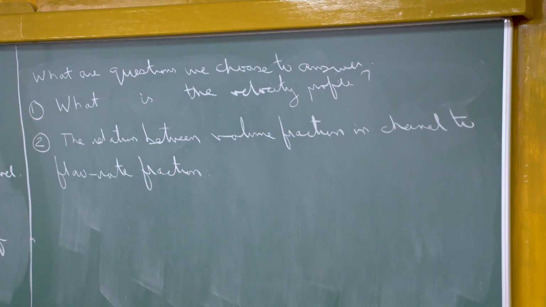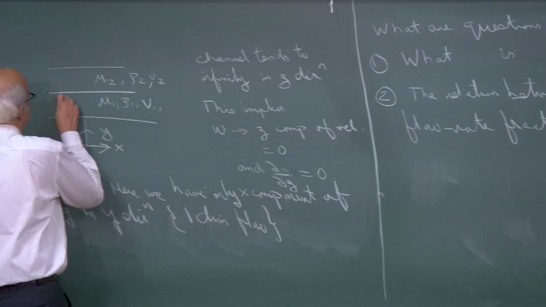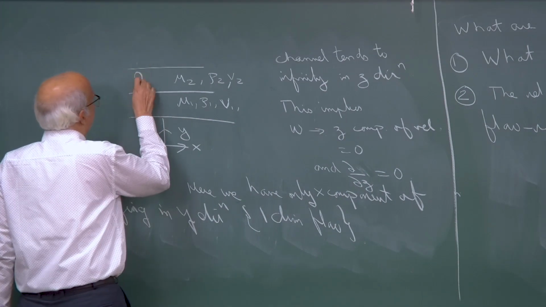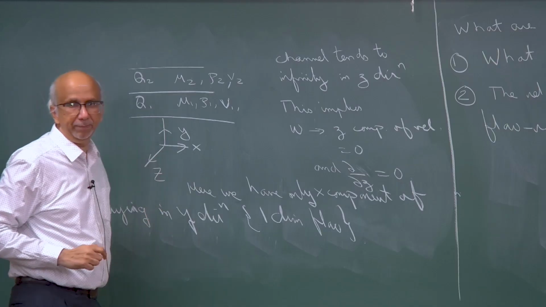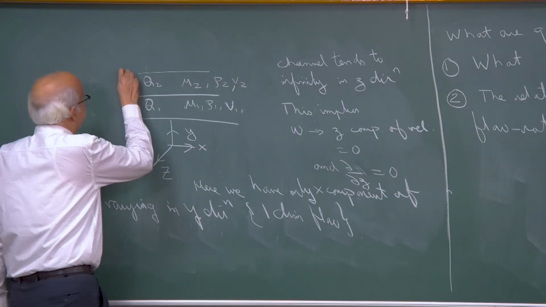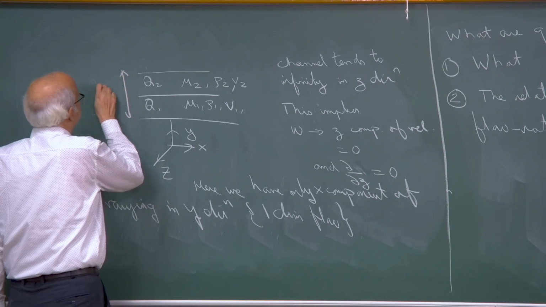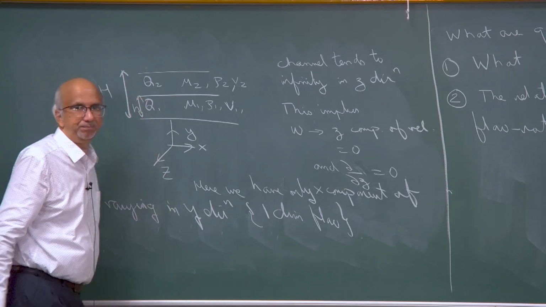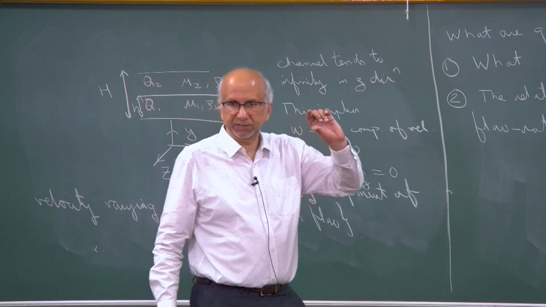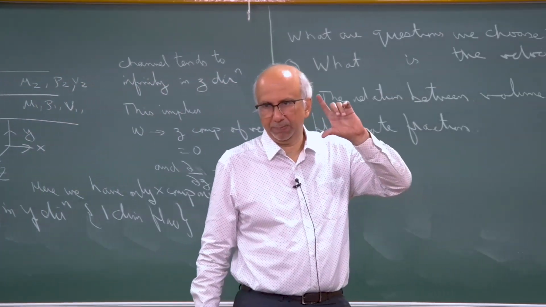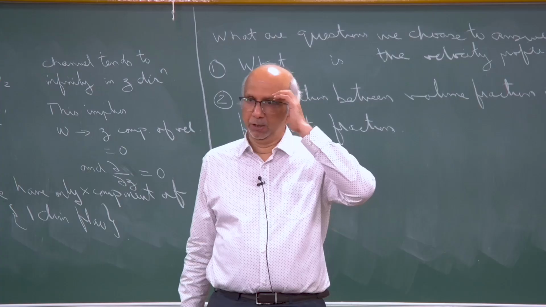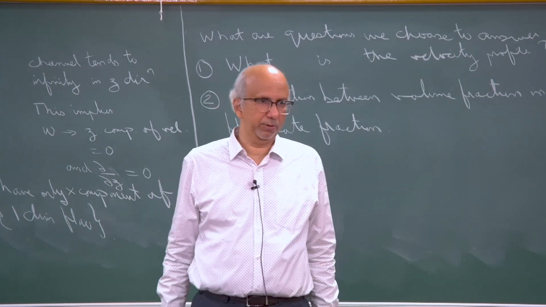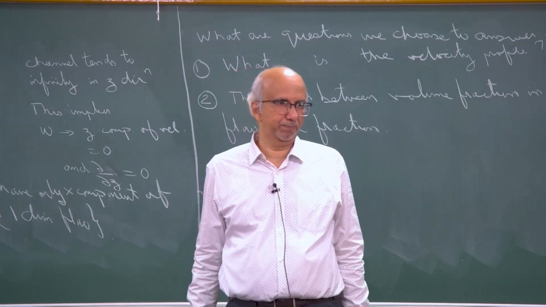What do I mean by that? Supposing the flow rate of this liquid is Q1 and this is Q2, and this entire channel distance is capital H and this is small h. So, small h is the thickness occupied by the first fluid, capital H is the total thickness, Q1 is the flow rate of the first liquid, Q2 is the flow rate of the second liquid.